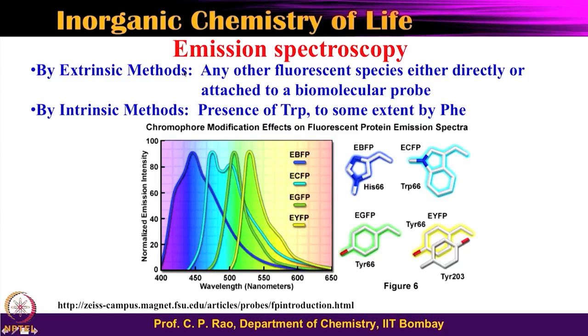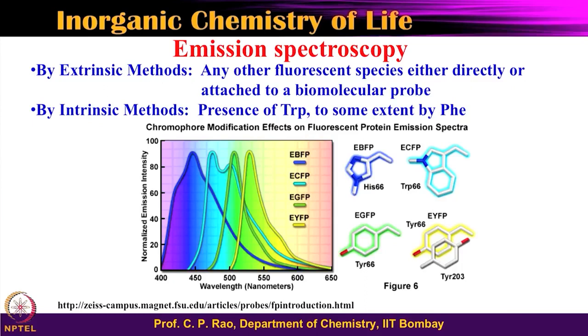Occasionally, people will also do something called extrinsic. In the extrinsic one, what you do is you attach certain fluorophores, fluorescent moieties, and then study their fluorescence as a function of whatever changes that you bring: change in the concentration, change in the pH, change in the temperature, change in the viscosity, or whatever kind of changes that occur in the biological system, or when they go from a fluid part to a tissue part, etc. So that means for measuring emission spectroscopy, you require fluorescent moieties. These fluorescent moieties could be intrinsic, like those present in phenylalanine, tryptophan, tyrosine, etc., or they can be extrinsic fluorescent species which are attached directly to the protein for studying the protein changes.